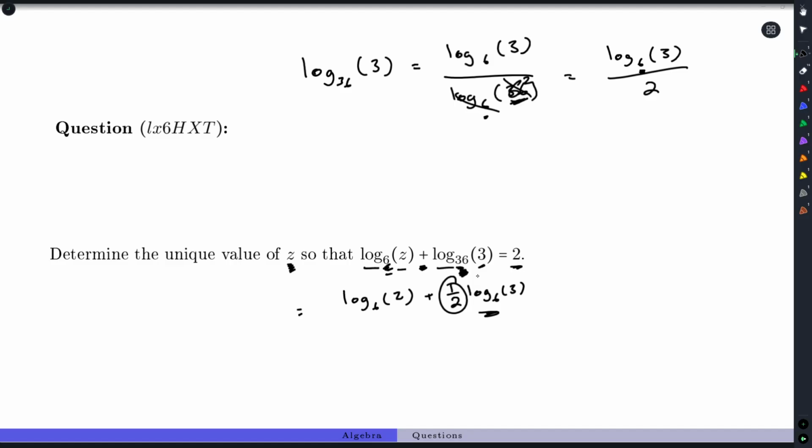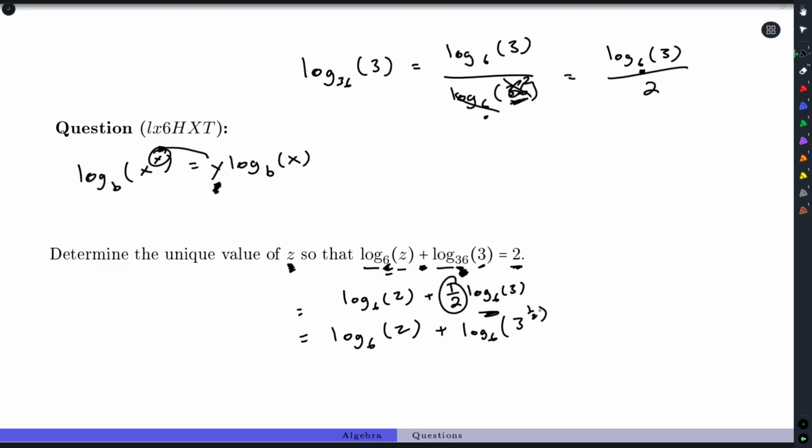What can we do? Well, we have another logarithm property. I'm going to write it over here, that says the log of a power is the same as having the exponent, or the power, out front. So what we can do is we've got a half, how about we bring it inside? And so we can rewrite this as log base 6 of z plus log base 6 of 3 to the 1/2. 3 to the 1/2, by the way, we can write as square root 3, because we know the exponent 1/2 is the same as the square root.